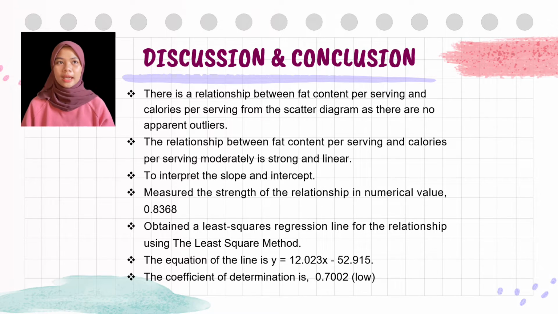Furthermore, the coefficient of determination, which is r squared, is 0.7002. Thus, the accuracy of the values in the data is low as it is less than 0.5. A low figure is generally a bad sign for predictive models. However, in some cases, a good model may show a small value. That's all for me. Thank you.